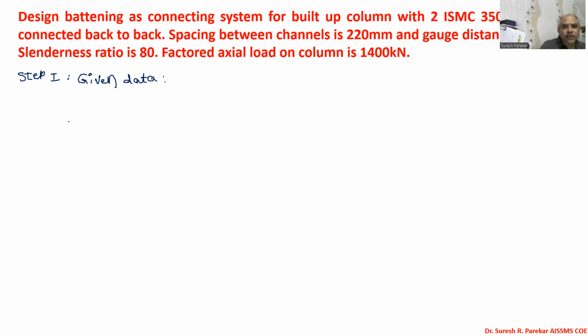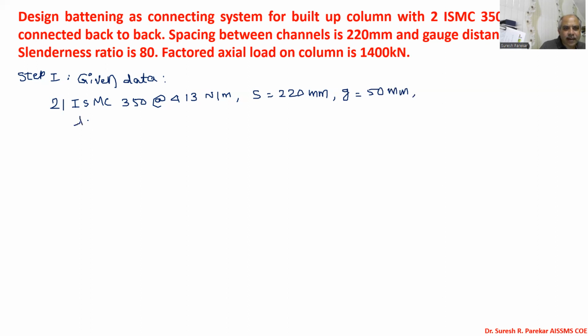Given data. We have two ISMC 350 at 413 Newton per meter. Then the spacing between channels is 220 millimeters. Gauge distance is given as G, which is 50 millimeter. Lambda of the whole section is given as 80. And P is given as 1400 kilonewtons. So we have given this. Then we have step 2, design of battens.